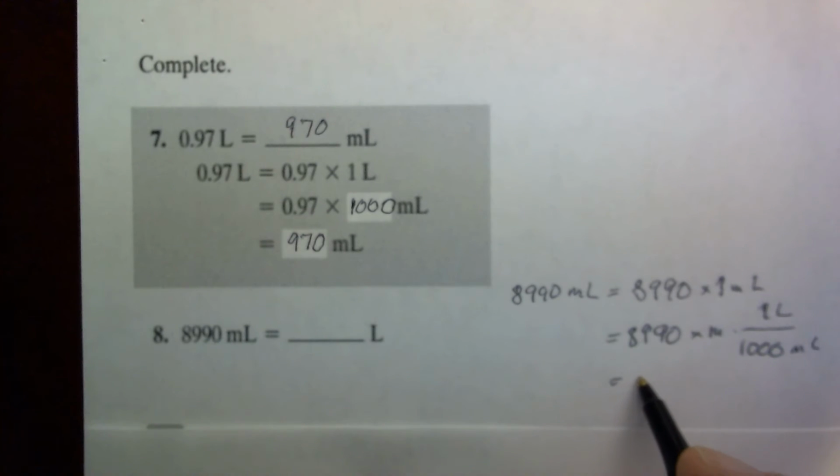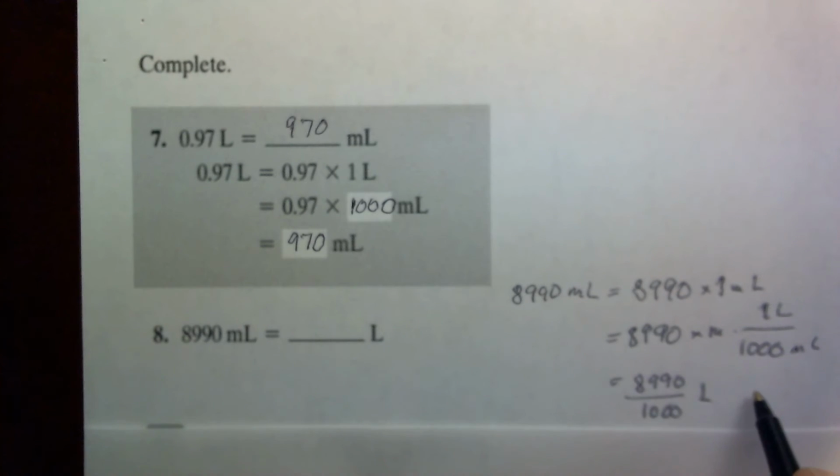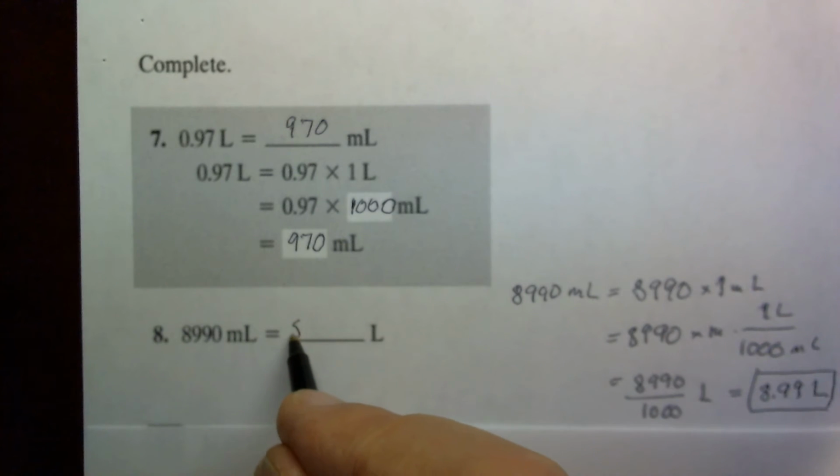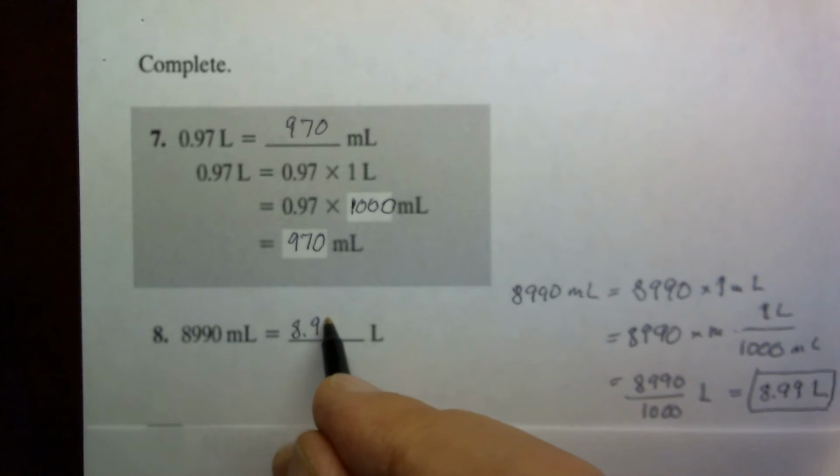So that is equal to 8,990 divided by 1,000 liters, which is equal to 8.99 liters. So that's 8.99 liters.